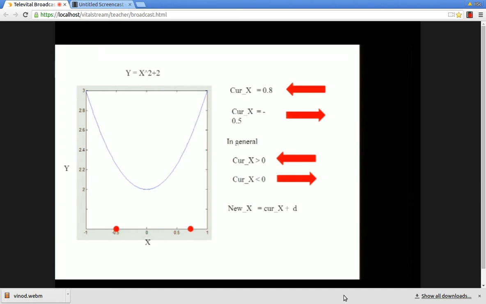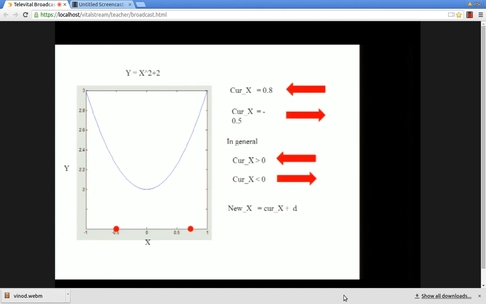So I can now have a simple algorithm. Forget the slope for now. Let's say if my current x is greater than 0, then I move to the left, and that will be my new x. If my current x is less than 0, then I move to the right, and that will be my new x. So I'm going to add some d to the current x depending on where I am, whether I'm on the positive side or the negative side, right?